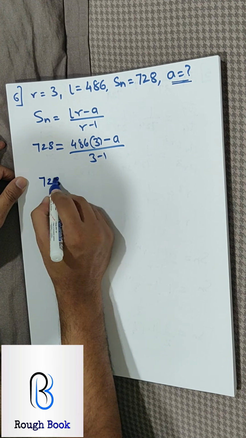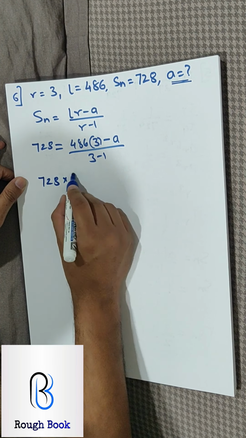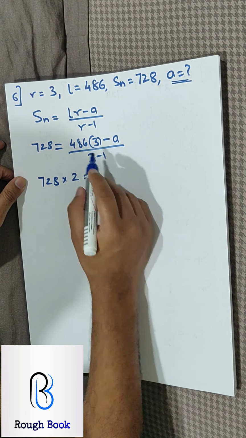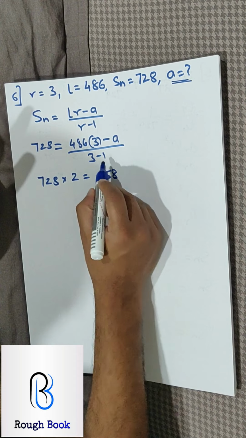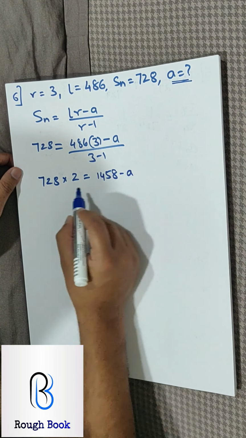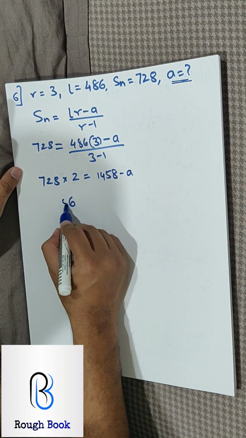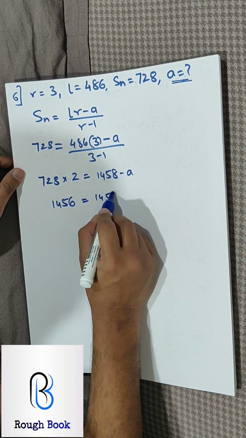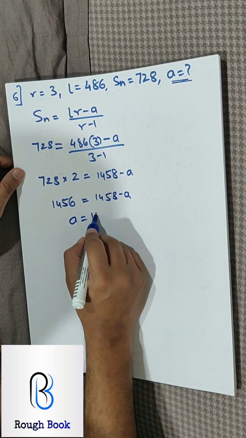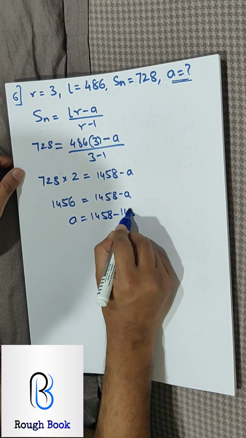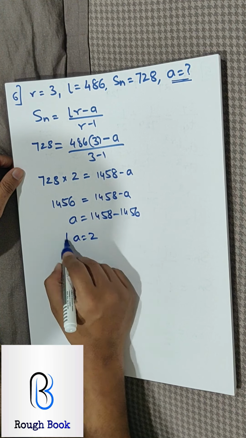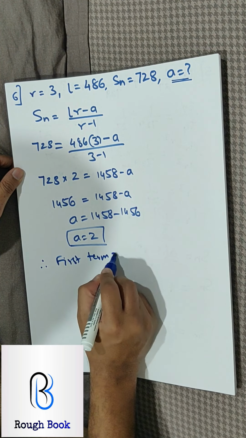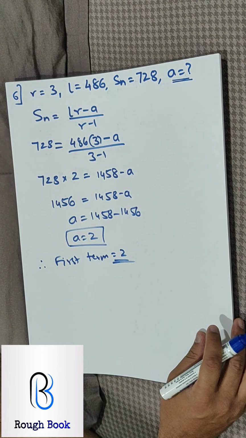So 728 into 3 minus 1, 2 goes on the other side. 3 6s are 18, 2 5s are 10, 1 carried is 11, 12, 13, 14 minus A. This A I am bringing on this side. So I get 1458 minus 1456. So the value of A becomes 2. Therefore first term is equal to 2. Yeah, how many got it?